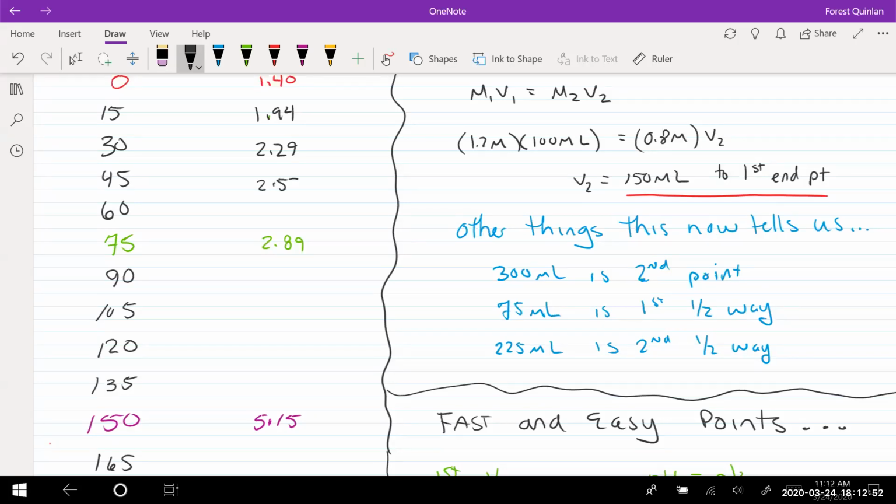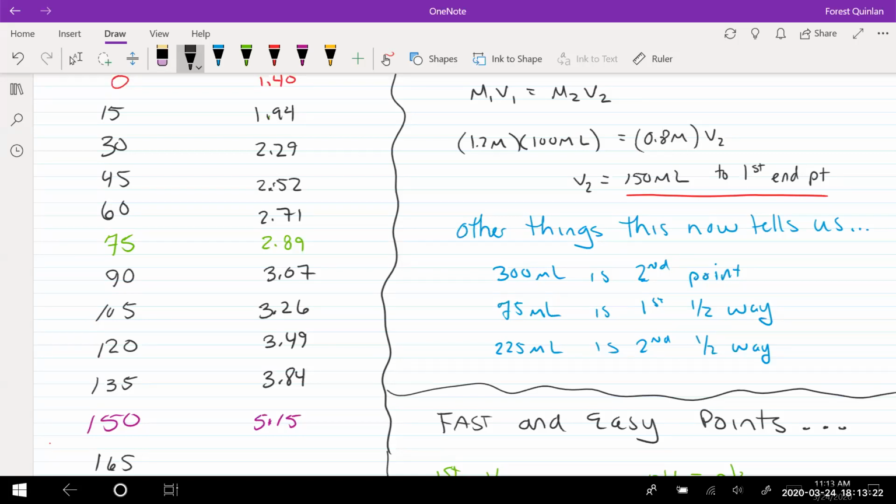Then let's just keep going. 2.52. 2.71. Skip, and then 3.07. 3.26. 3.49. 3.84.